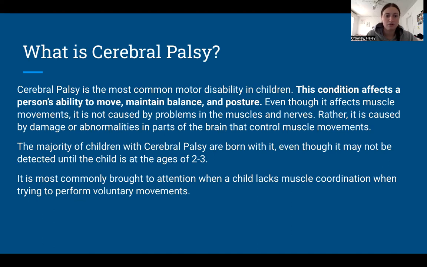The majority of children with cerebral palsy are born with it, even though it may not be detected until the child is at the ages of 2 to 3. It is most commonly brought to attention when a child lacks muscle coordination when trying to perform voluntary movement.